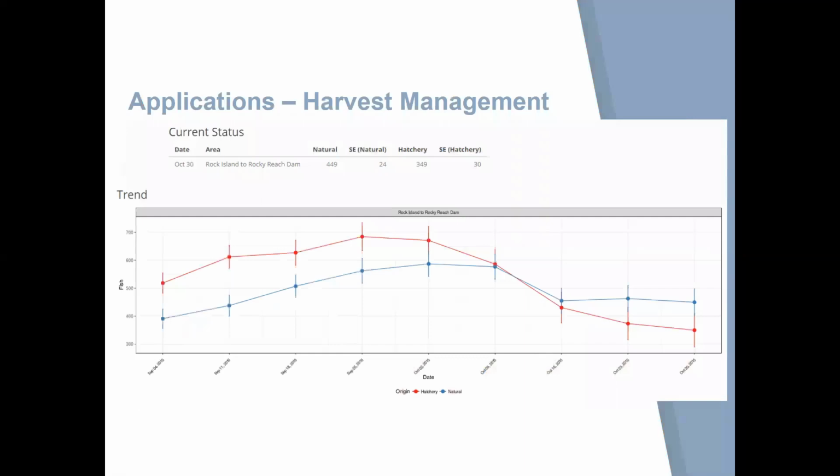Other applications. This is a WDFW product. Essentially, it's allowing them to manage harvest in real time. So basically, there are 8 or 12 or so harvest zones above Priest Rapids Dam, and the goal here was to, in real time, estimate the number of hatchery origin fish, shown in red, and natural origin fish in these fishery zones that you get to at this point in time. So it's basically a fishery problem, because if the abundance of hatchery fish is greater than the abundance of natural origin fish, you could probably close your fishery here because your impacts on natural origin fish are going to be high.